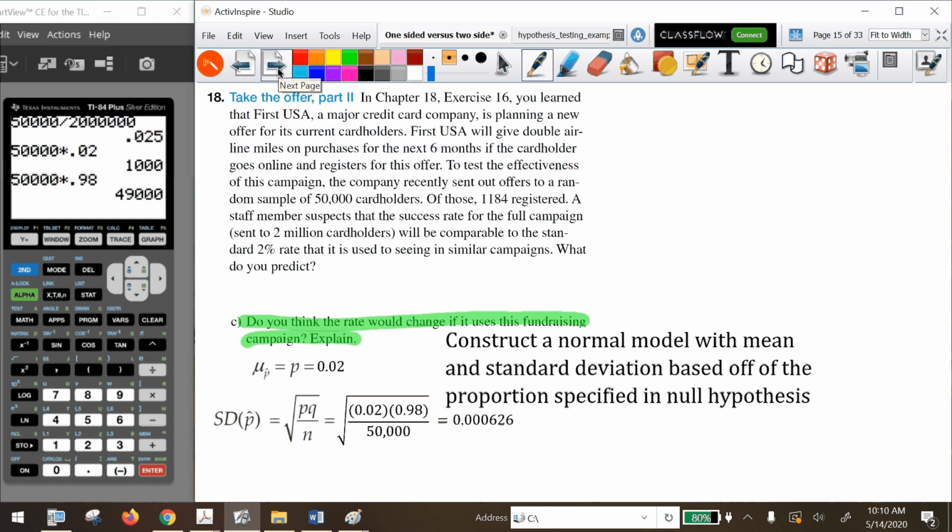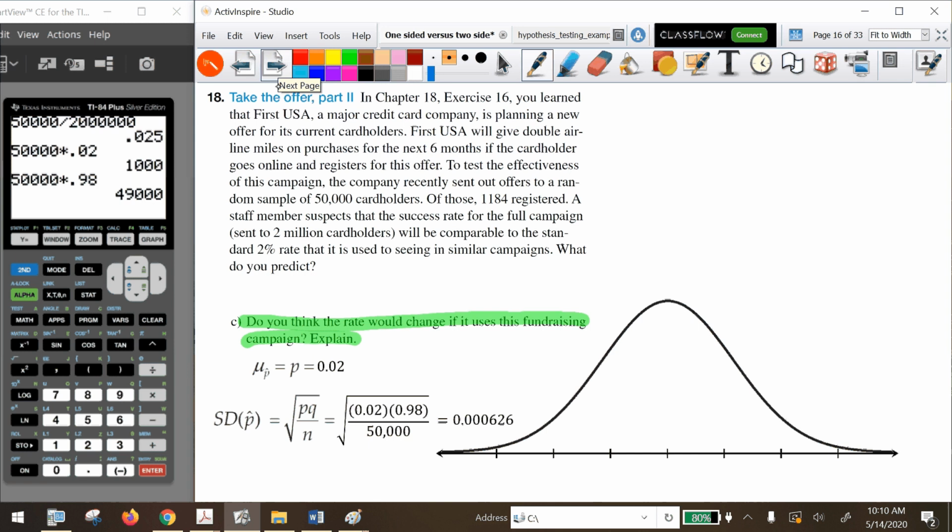2%. And our standard deviation, we use that same 2%, and q is the complement of that. And we use the 50,000 from our sample size. And we get our mean and our standard deviation. Now we're going to build that normal model based off of this mean, and we're going to count that standard deviation 3 times in each direction.